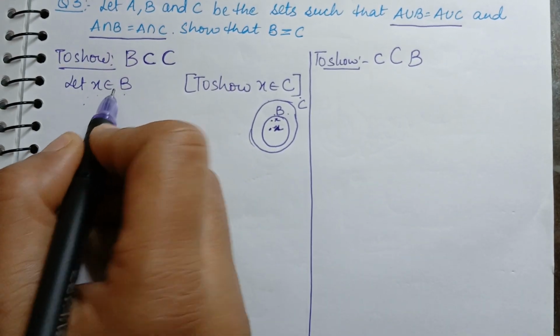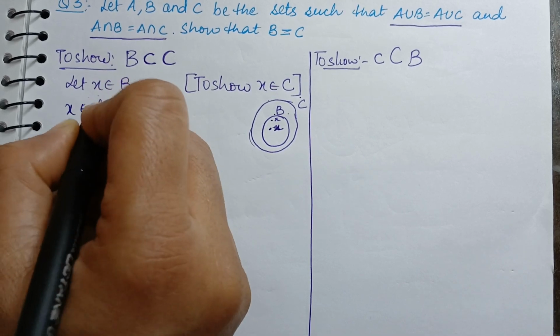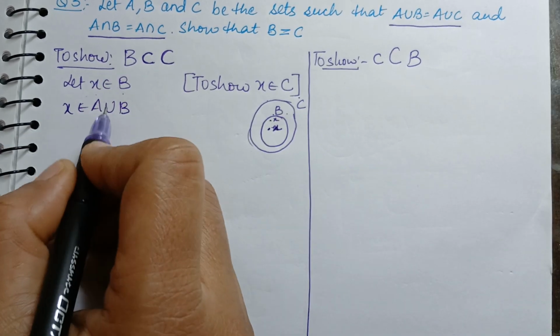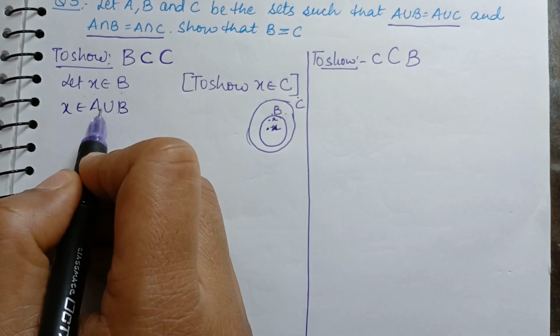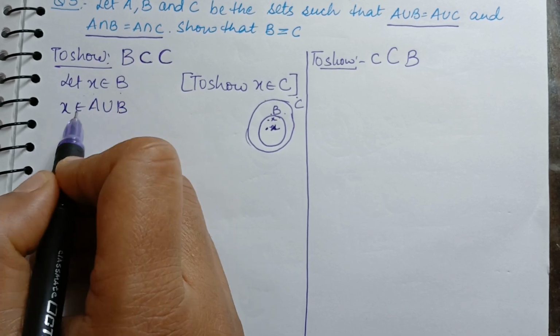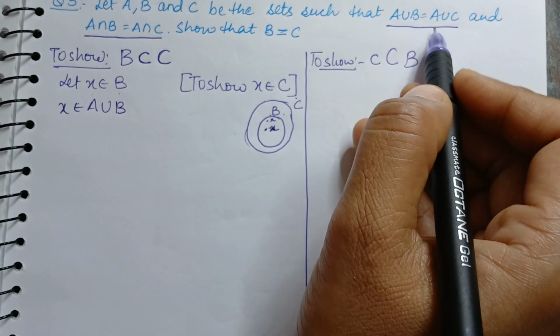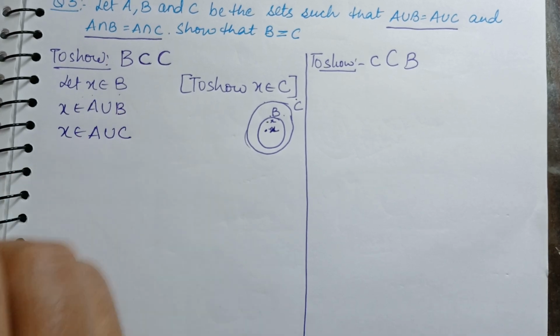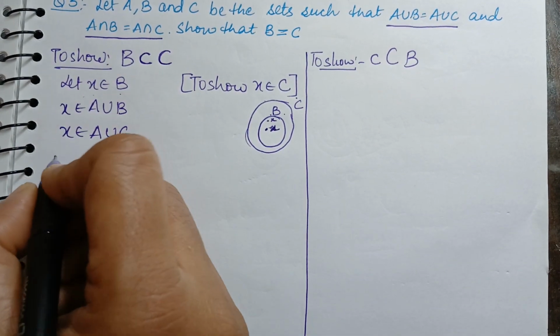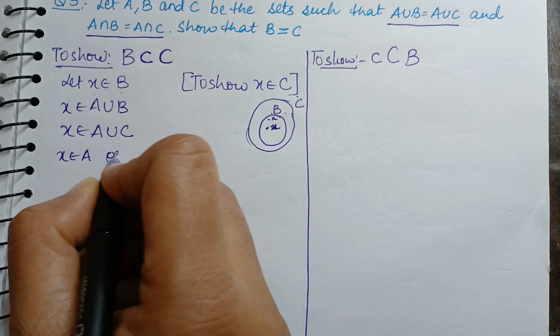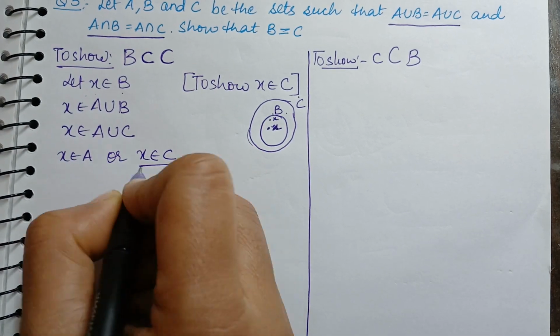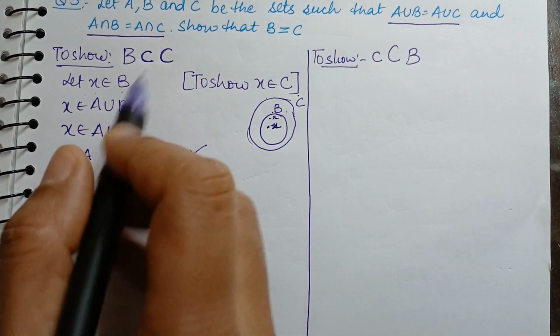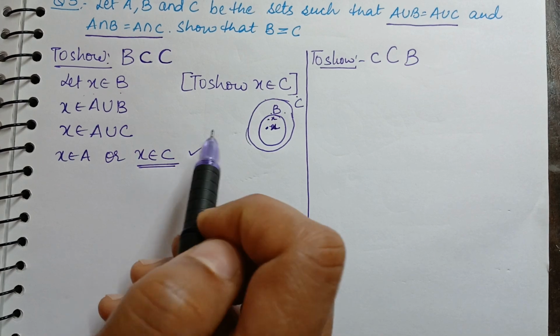Now X belongs to B. If X belongs to B, then X belongs to A union B also, because in A union B we take all the elements of A and B. Now X belongs to A union B. Now A union B is equal to A union C, so it means X belongs to A union C as well. What does it mean? It means X belongs to A or X belongs to C. So with this part it is done, because I have to show that X belongs to C.